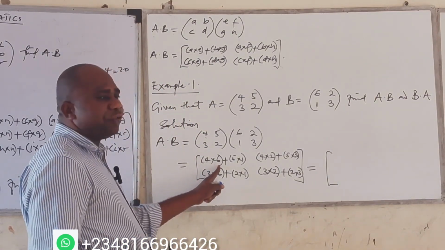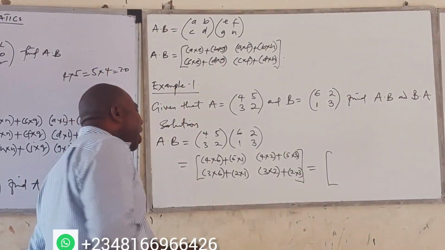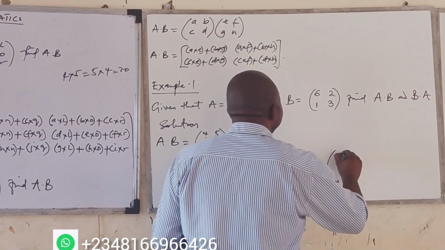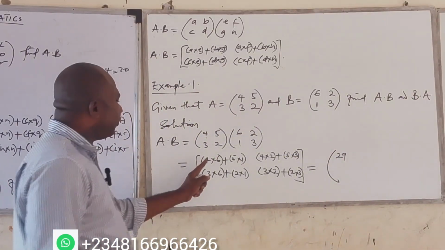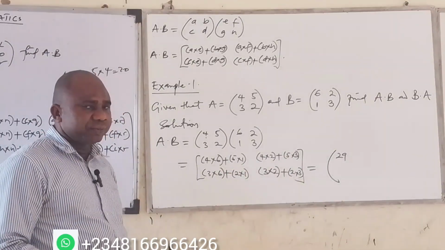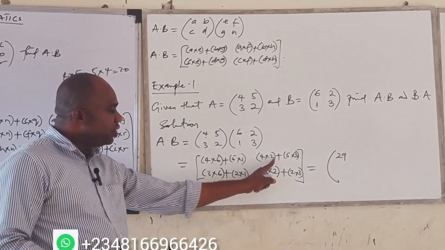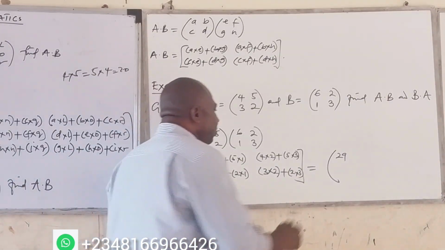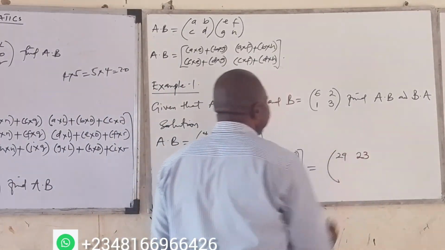4 times 6 is 24. 24 plus 5 is 29. So here we have 29. Now, 4 times 2 is 8. 8 plus 15, because 5 times 3 is 15. 8 plus 15 is 23.